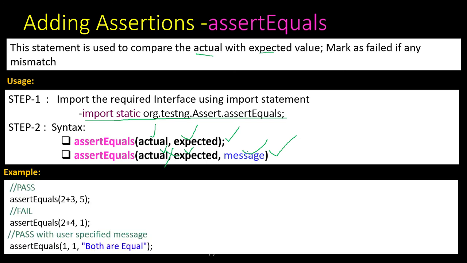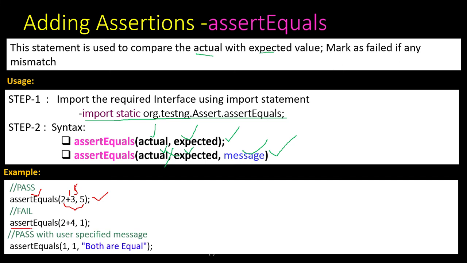So let's see one example. Now this is assertEquals 2 plus 3, 5. What this assertEquals will do is compare both. 2 plus 3 equals 5, so this is 5 and this is 5, meaning both are equal. I'm checking that both are equal, so this will pass.